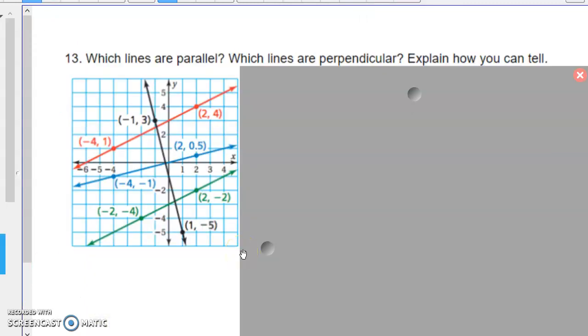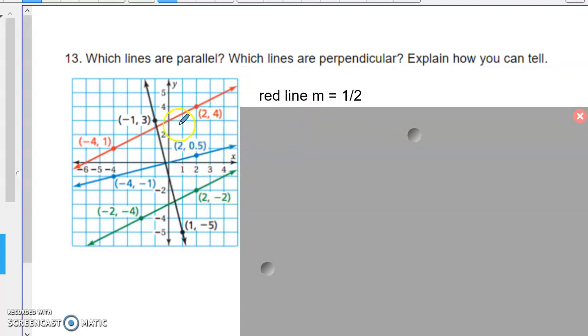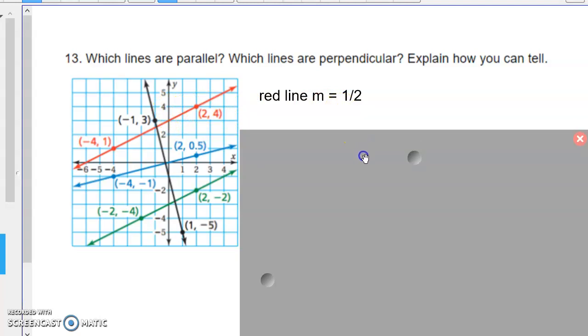Now, a lot of people had questions on which lines are parallel, which lines are perpendicular, and this is a little bit tricky. So what I did is I first found the slope of each of these lines. So the first line, the red line, I chose 2 points. I actually chose this one just because it's a little bit easier. I rise up 1 and then over 2, which means the red line has a slope of 1/2.